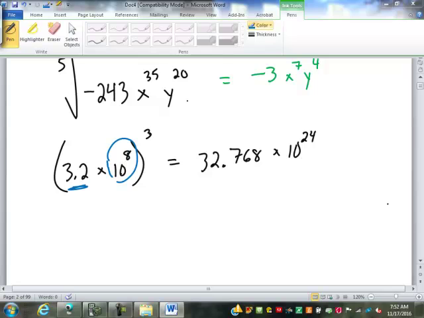Now, of course, I'm not done over here. What do I still have to do to this? I have to move it over. I can only have one non-zero digit in front of my decimal point. So I have to make that 3.2768. What happens to my power of 10? Gets bigger. Number got smaller, went from 32 down to 3. Power gets bigger, from 24 up to 25.